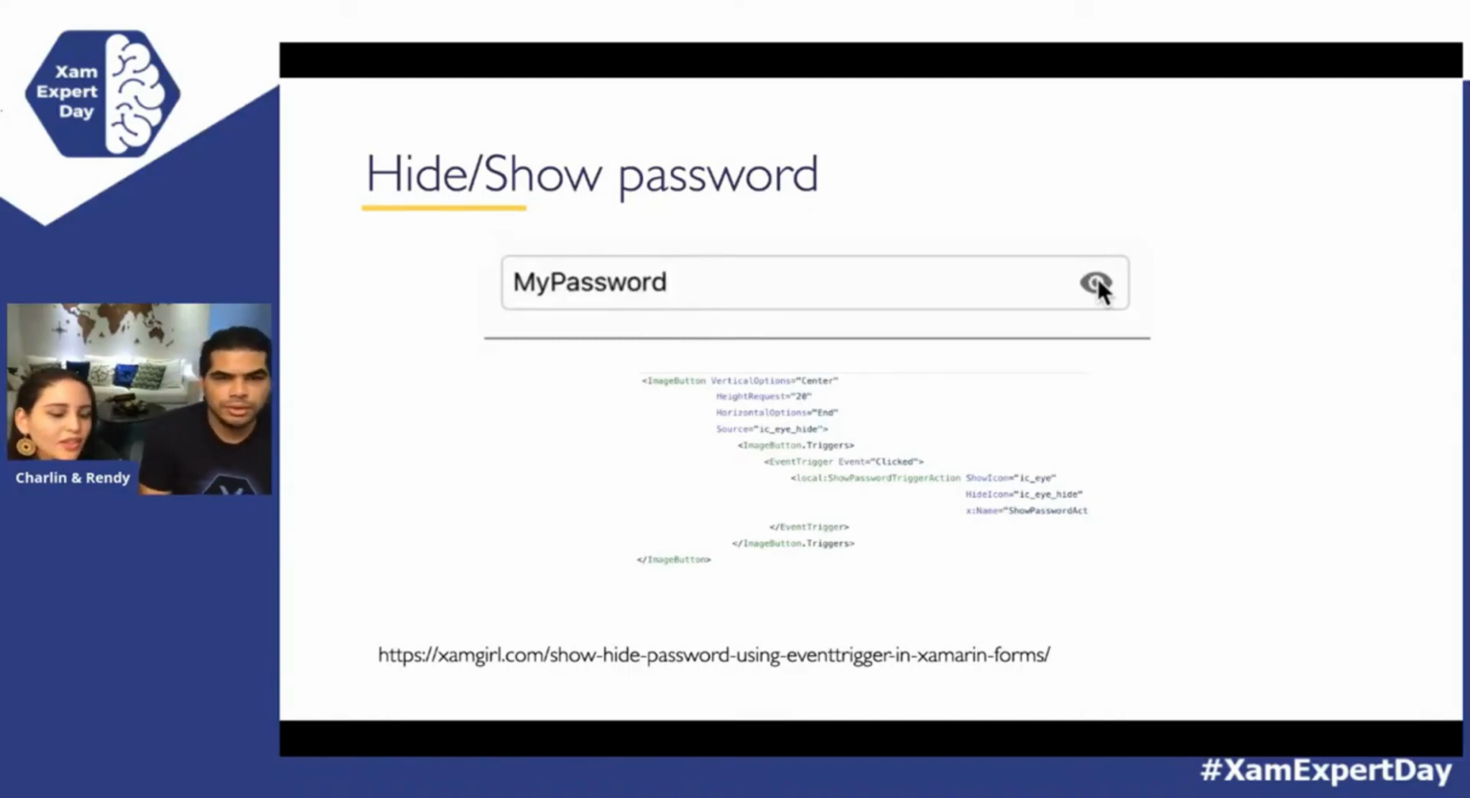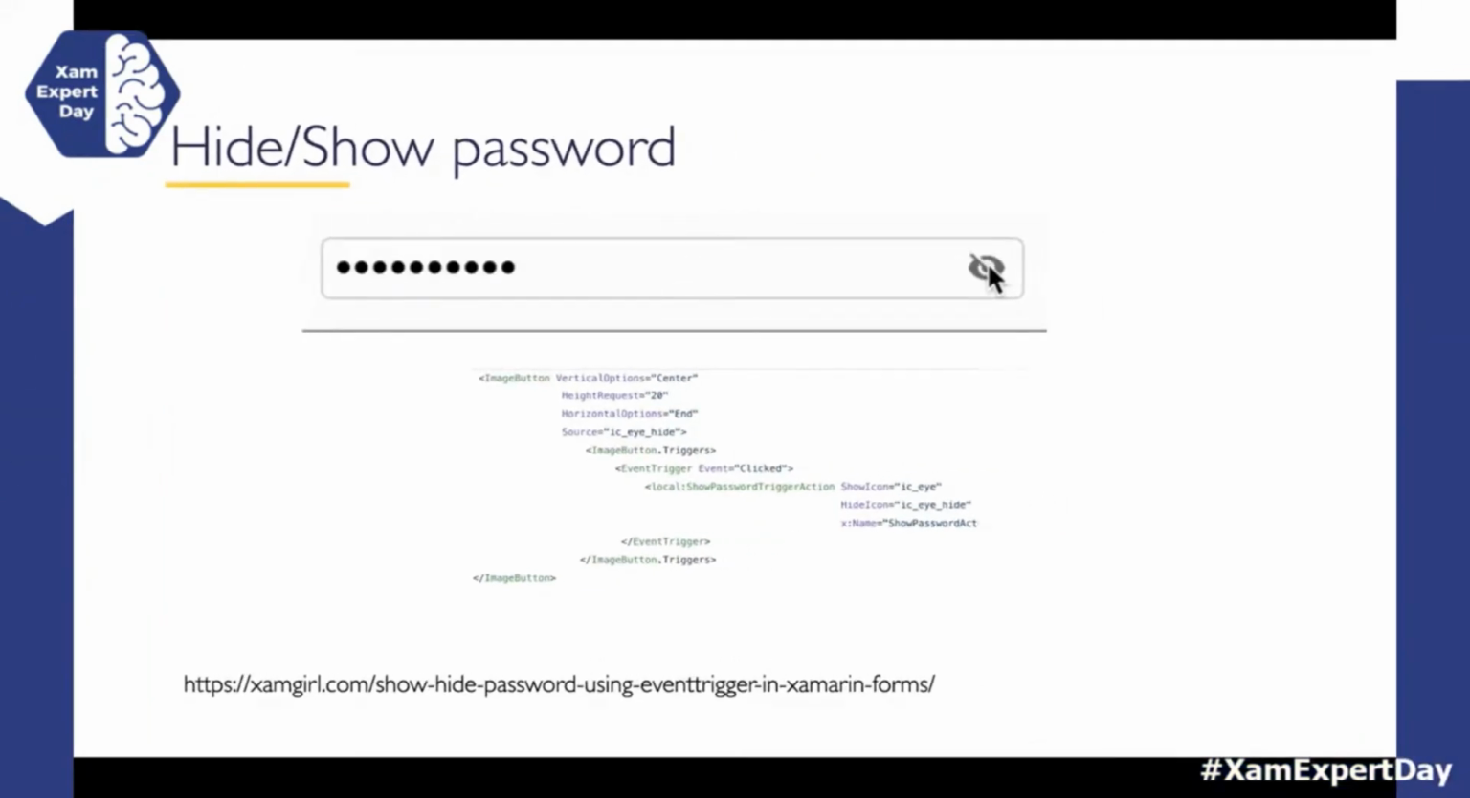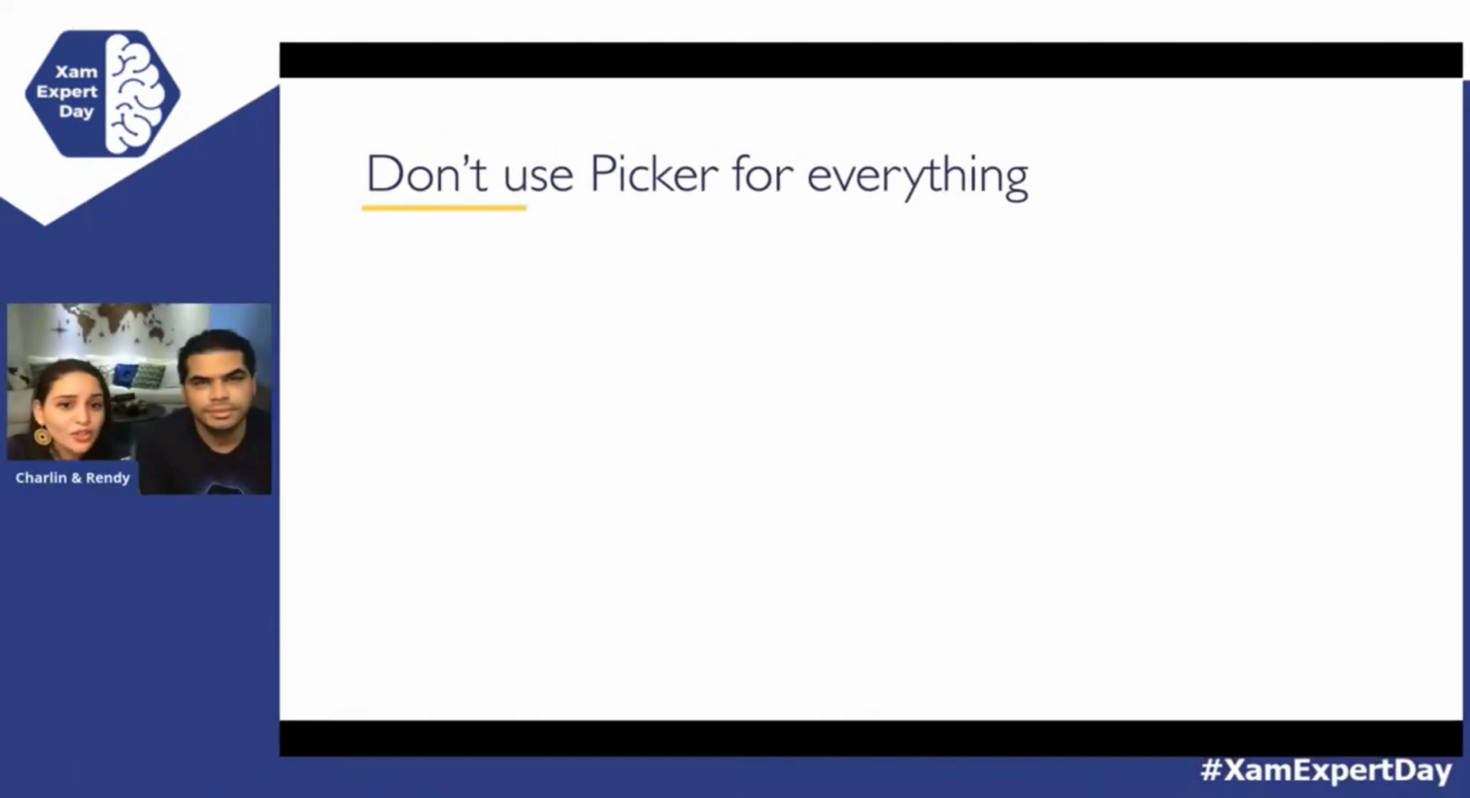Yeah, and the code is there. And you have an article. You have a lot of articles. Yeah. So I did it with event trigger, and as you see here in the code, you just add a class in your project and just add event trigger to the image button. So it's really simple.